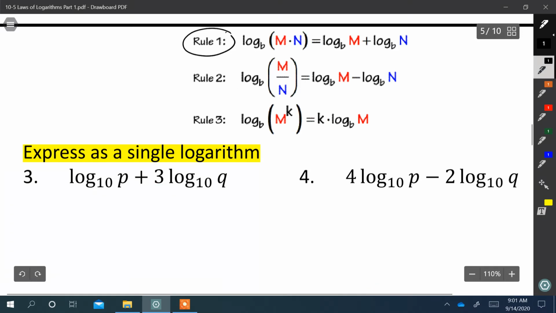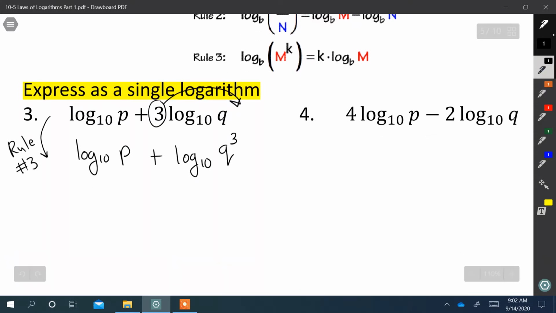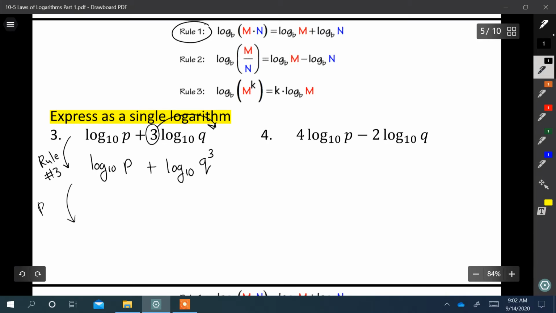The first thing we want to do for this problem is to apply rule number 3 backwards. Well, that means that I'm going to put this 3 and turn that into an exponent. You see, just like that. Now we're able to use rule number 1. Because we have a plus right there, we're going to use rule number 1. So we're going to get log of 10. We're going to grab this p times, remember it's multiplication there, times q to the third. And as you can see, I wrote those down as a single logarithm.